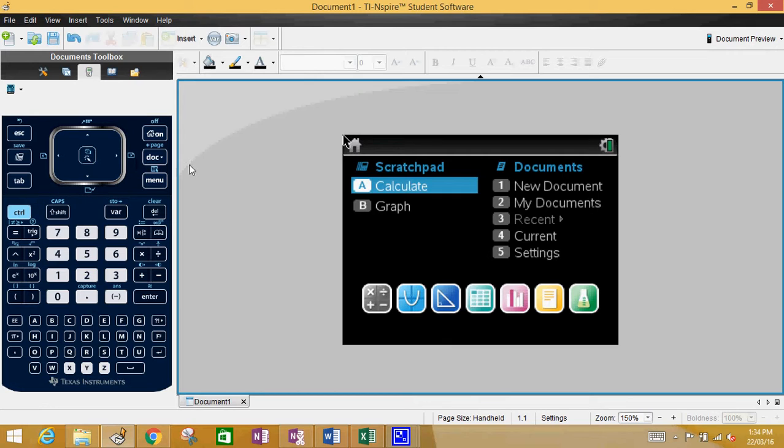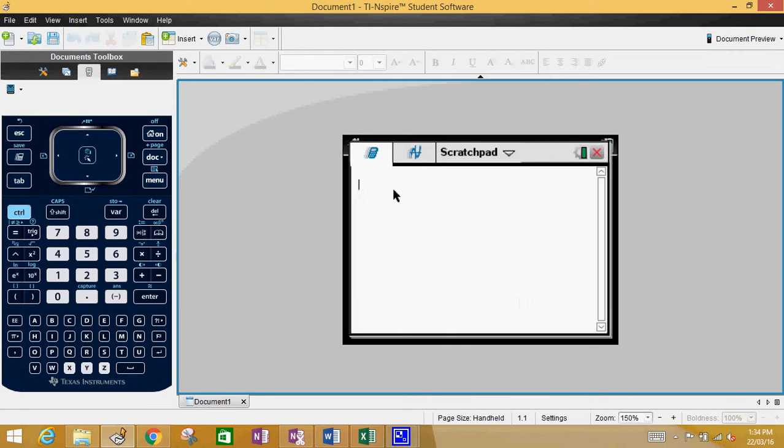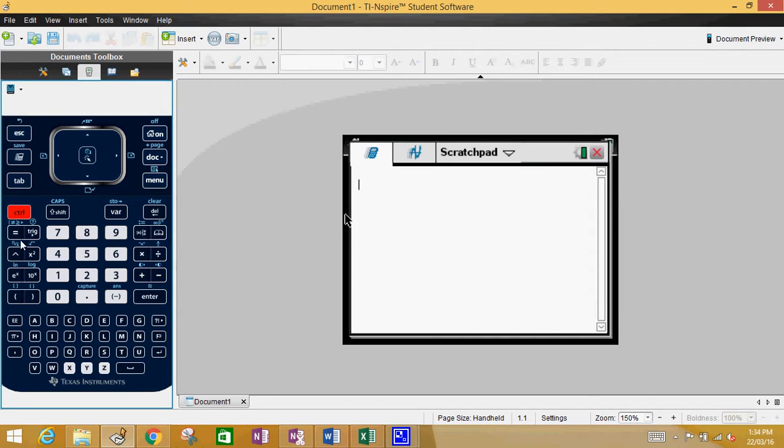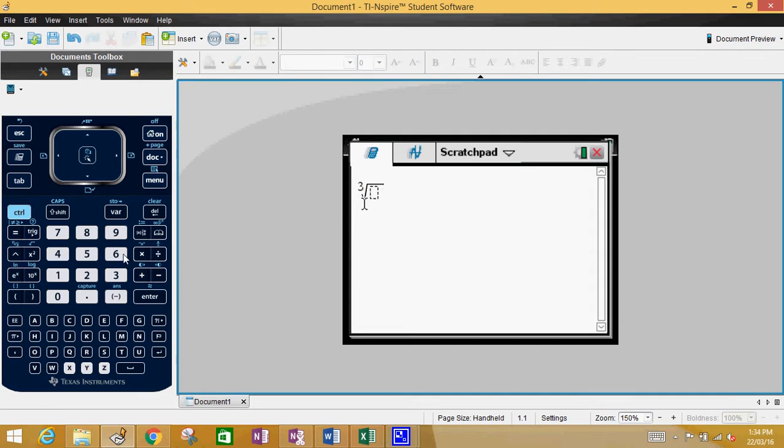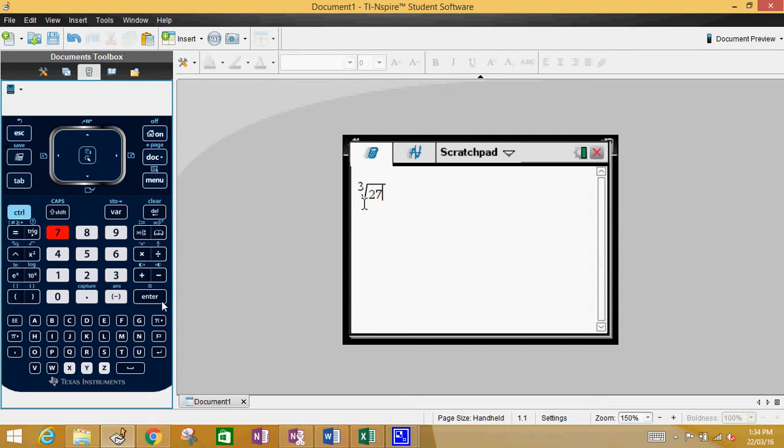So let's say we want to go to the calculate area. Some of the buttons you may have to use, for instance, are the square root or cube root. For instance, the third root of 27. Other things that you may need are brackets. So 4 plus 5, and then if we put it outside the brackets, times 3.